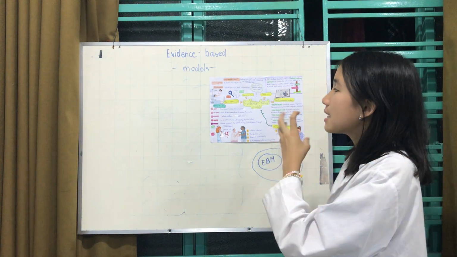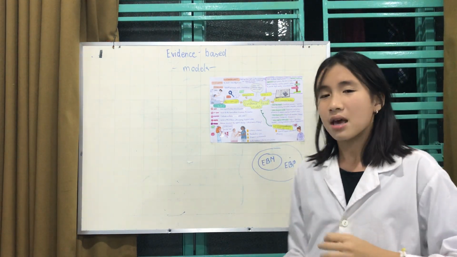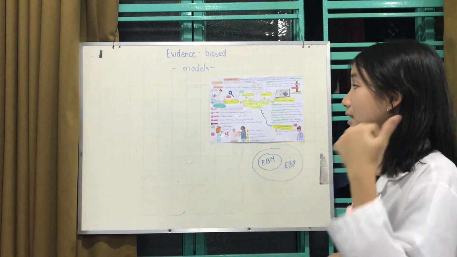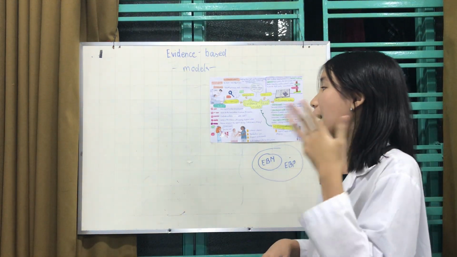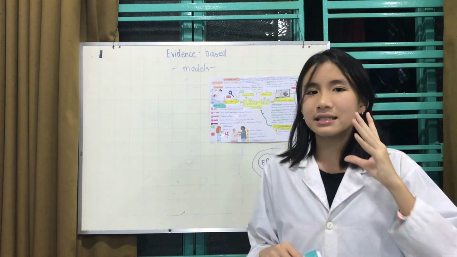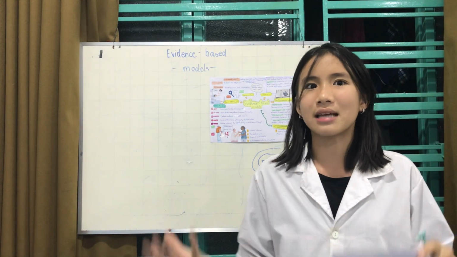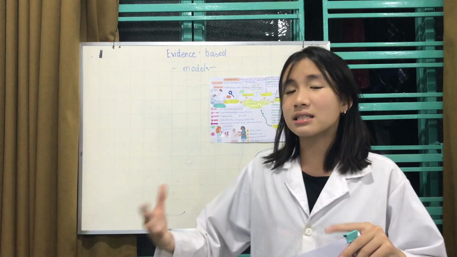Now, the steps in the EBP models. There is a common framework, or the 5 A's, and that will include ask, acquire, appraise, apply, and assess. Now, what is ask? The first step is ask, and it's basically what it sounds like. Asking. This is the first step.